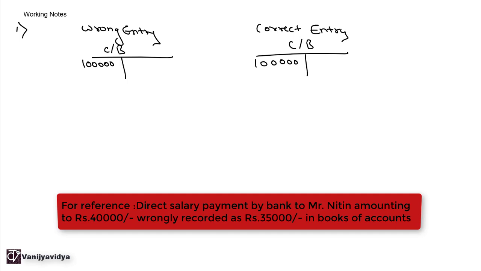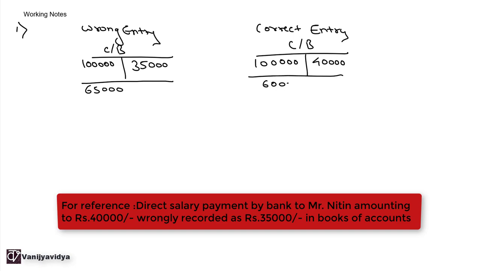So what will be the entry for the salary check? It will be salary account debit to bank account. So on the credit side of bank account, it was recorded as 35,000. The correct entry should have been salary account debit to bank account 40,000. So on the credit side of your cash book 40,000. So now the balance here is 65,000.